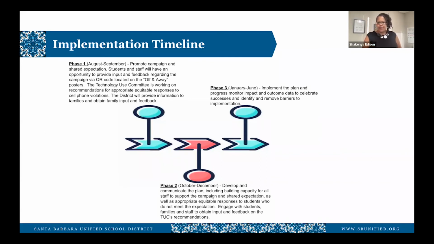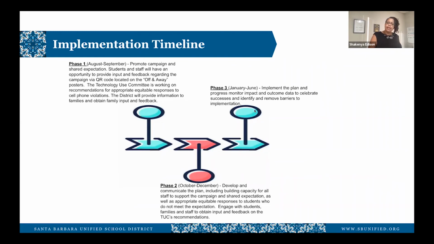We as a district have committed to equitable responses to student behaviors or decisions. So we're going to make sure they're age appropriate, ability appropriate, and that it is in response to the behavior. We're going to engage with our students, families, and staff about those recommendations. So please stay tuned for that.